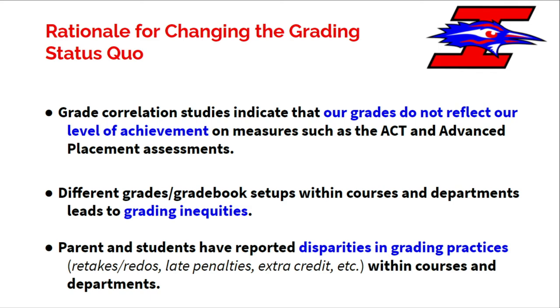Grade correlation studies indicate that grades do not reflect our level of achievement, such as on the ACT or AP type tests. The results that our students are seeing in the classroom are not necessarily correlated to what our students are showing on these ACT or advanced placement type assessments. Different gradebook setups within the courses and departments lead to grading inequities, meaning that if I've got a gradebook made up of 1,500 points for the semester versus someone else's gradebook that's made up of 100, that creates a little bit of a curve for a student and for parents to try and understand what actually makes up that gradebook.